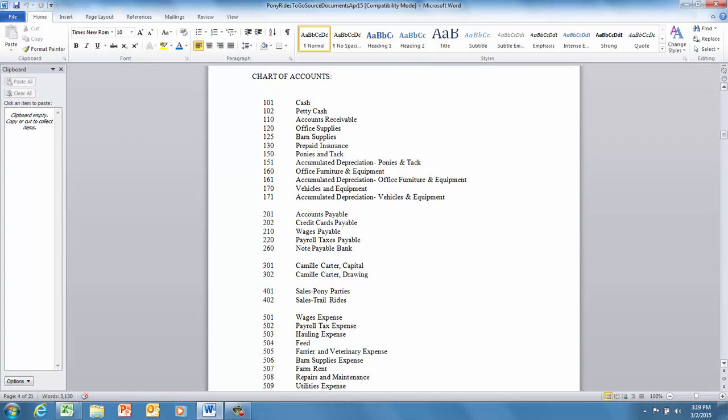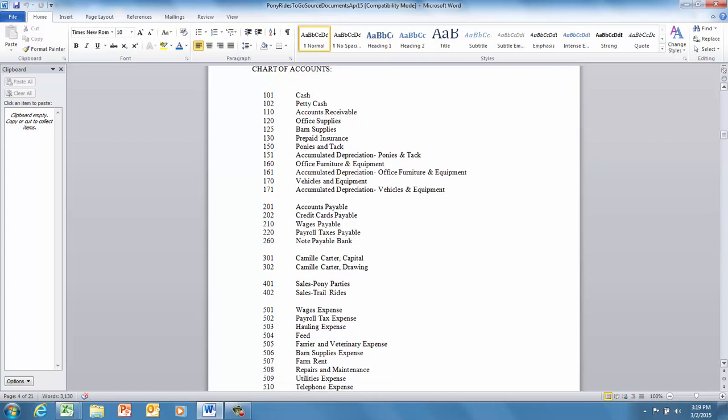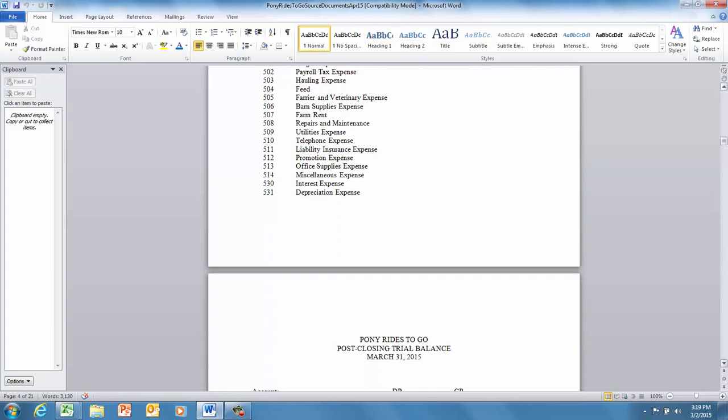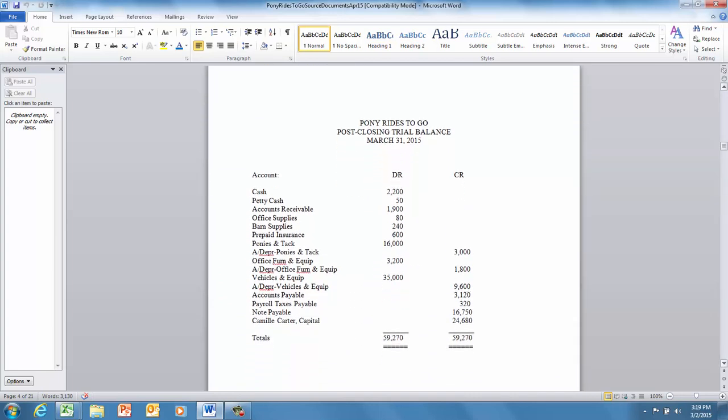You may not use any other accounts other than these, and you must use these without altering them in any way. This shows you the ending balances from last month. So in this case, we're doing April transactions, so this is ending balances from the end of March. So that becomes our beginning balances for April.